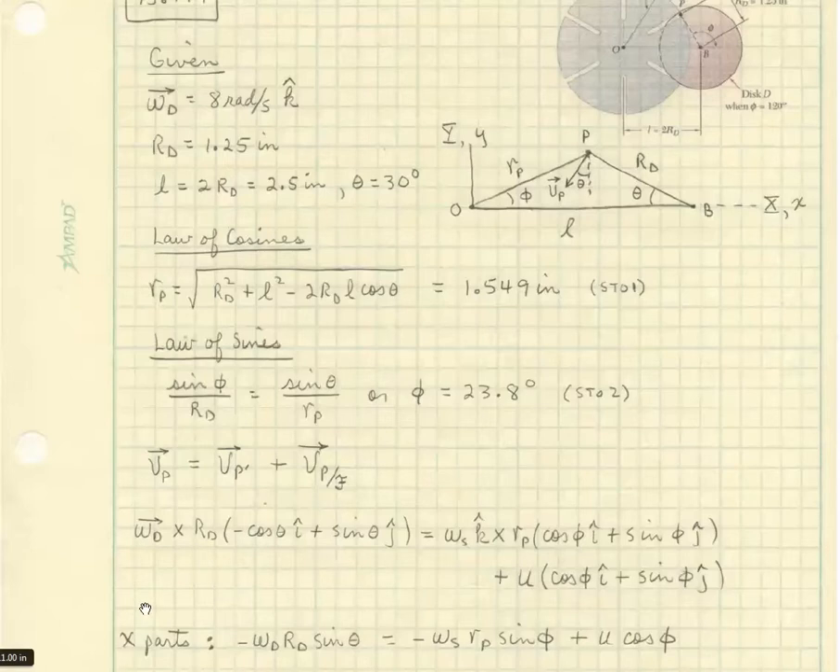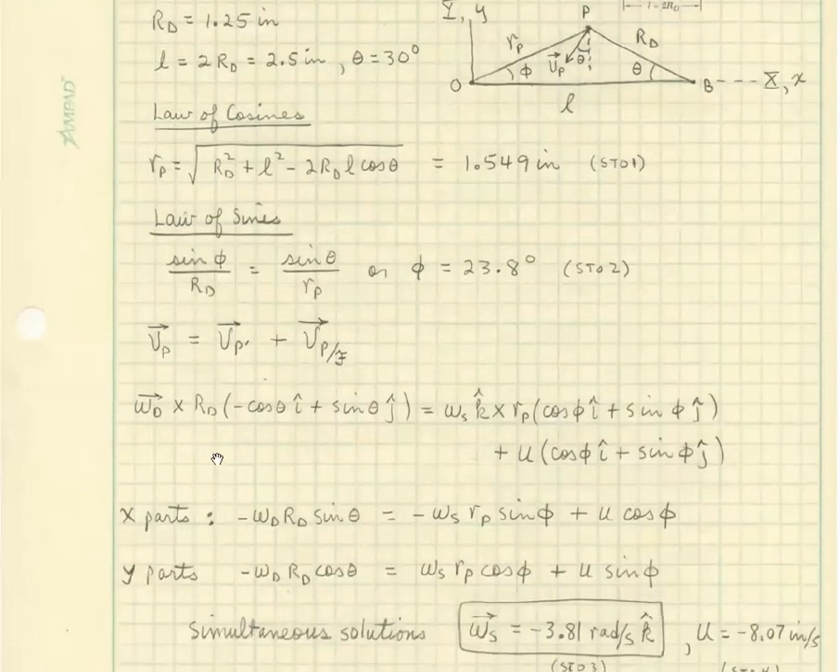All right, so what we're going to do is take the x parts on one side and equate them to the x parts on the other. The x parts right here are going to involve this sine theta, because k crossed into j is going to give you a negative i, so we're going to have minus omega D R D sine theta. Over here, k crossed into j is going to give a negative sign, so we'll have a minus omega S R P sine phi, and then you've got your U cosine phi. You do a similar thing to get the y parts, and you get this expression right here. This is two equations with two unknowns, the two unknowns being omega spin and the velocity of P with respect to the frame. That's what I call U.